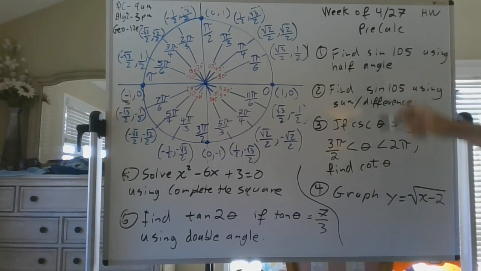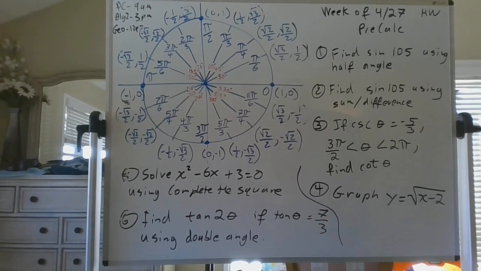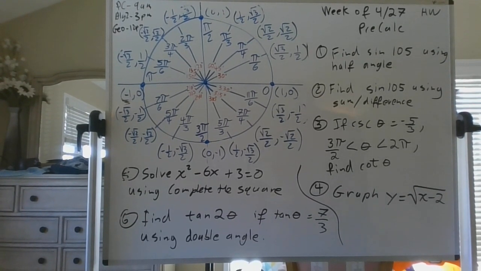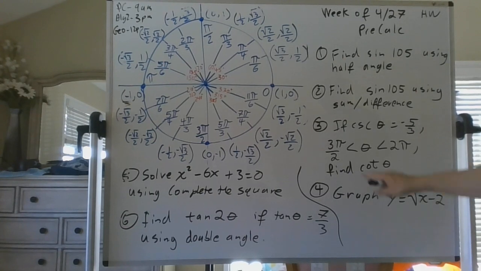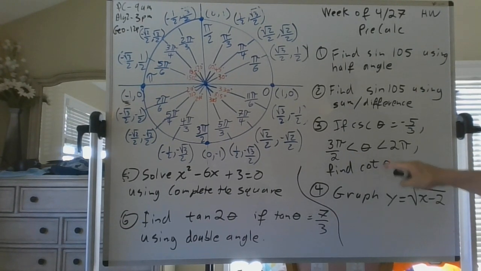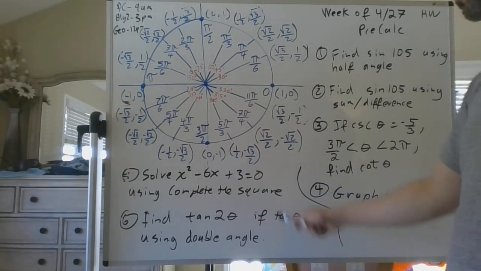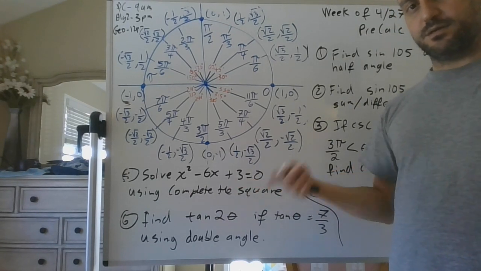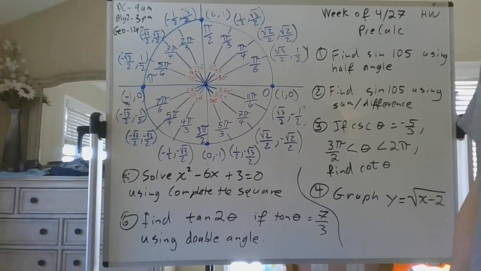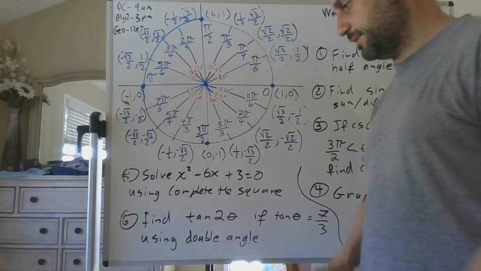Number 1 is find the sine of 105 using half angle. Then I want you to find the sine of 105 using sum and difference. Now maybe, well, sum and difference, that's from last week. Yes, it is. Then cosecant of theta equals negative 5 over 3. Well, then what would the cotangent of theta be? Be careful. I'm saying that within this restriction. Where would that be? Which quadrant? Think about that. Graph that real quick, and then solve this using complete the square. So remember, we're going to move this 3 first, and then we're going to do everything else. And then number 6, double angle. That's about it. Thanks, guys.